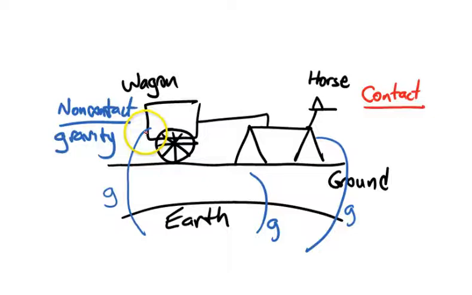Notice as I put these interactions, I'm only drawing in a line between the two objects that are involved. I don't have any arrows at this point because forces act between two objects, and I'm just identifying the two objects that are involved.